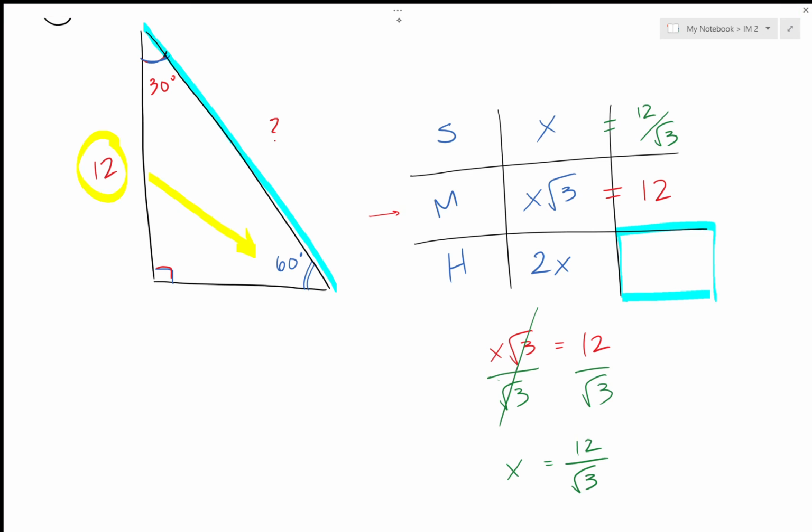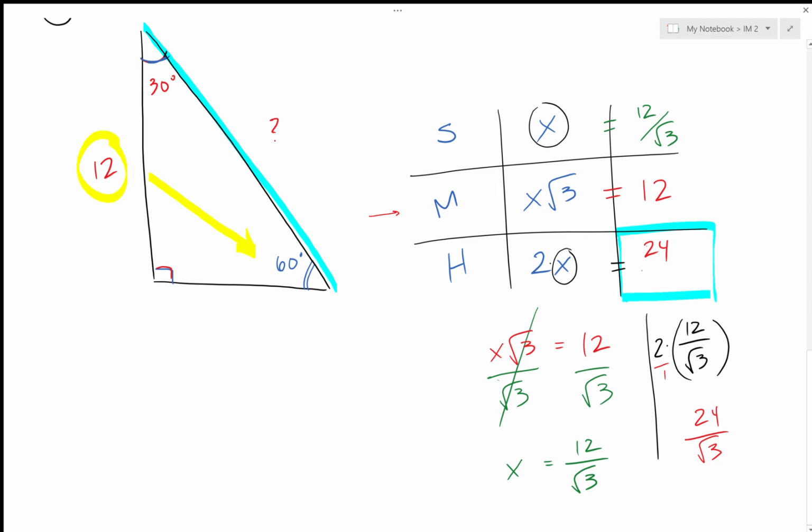The last one, this is saying take x and multiply it by 2. So I know what x is. This one's x up here. So I'm going to take that value and multiply it by 2. So 12 over square root 3, and let's multiply it by 2. You can put 2 over 1 to make them both fractions. So multiply across the top, you get 24, and on the bottom you get square root 3. And again, we're not going to make decimals. Let's just leave it like that. 24 over square root 3 is my hypotenuse side, and that's the one they were asking us to find right there. All right.